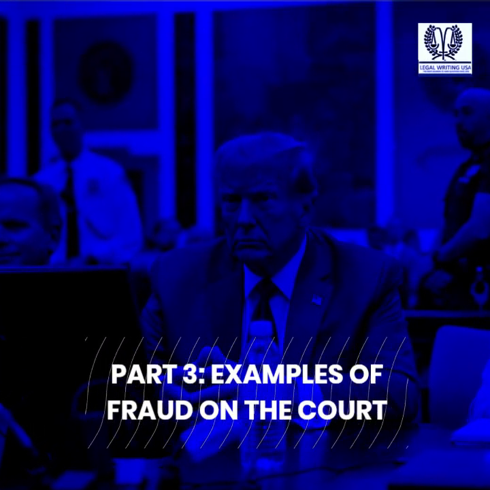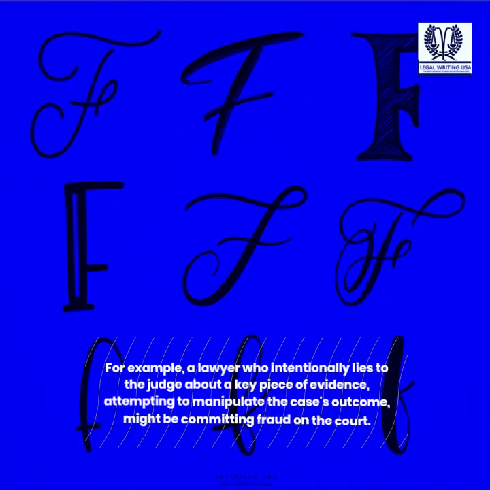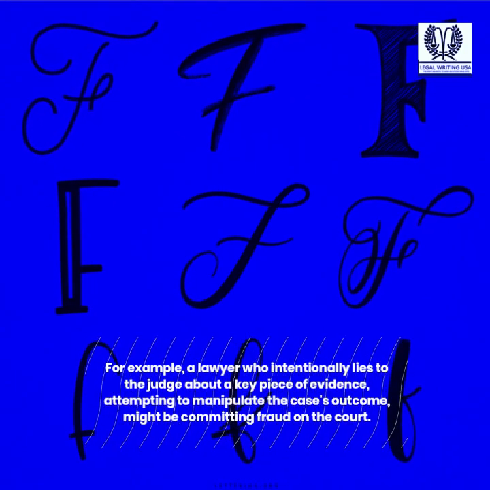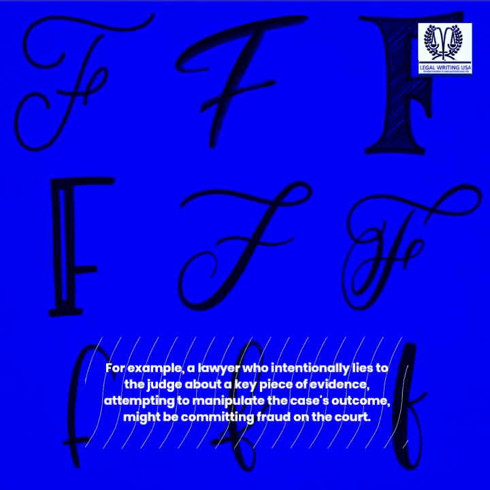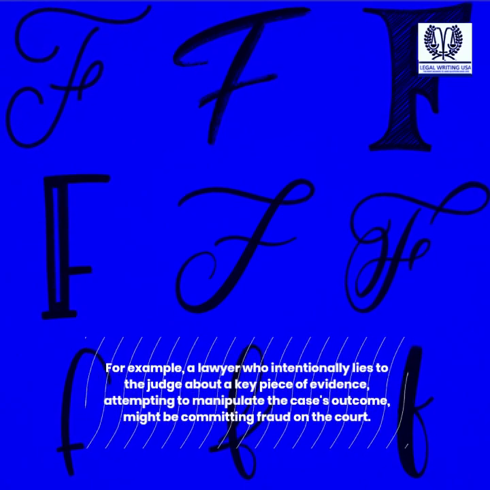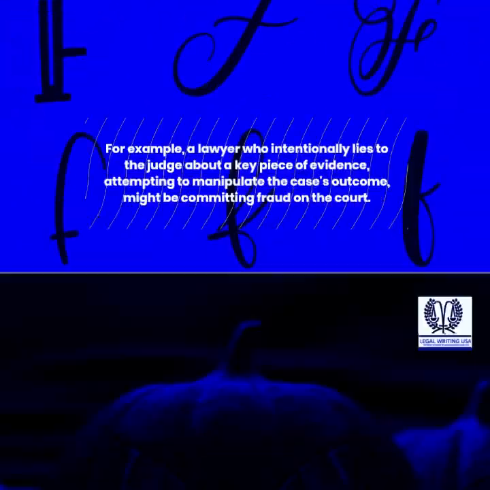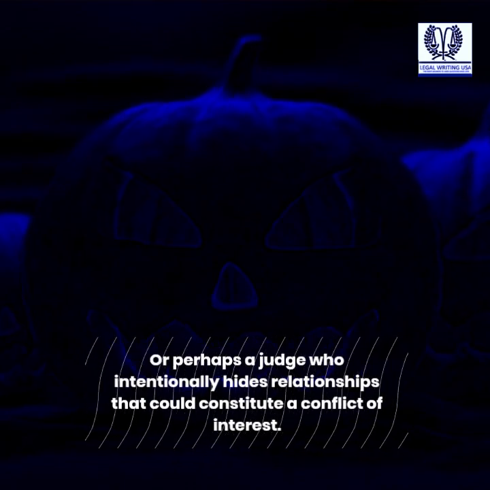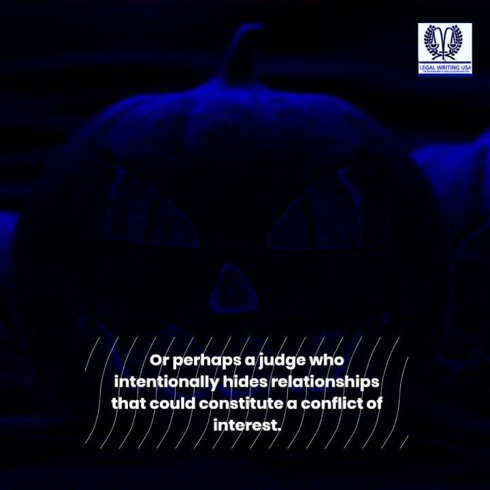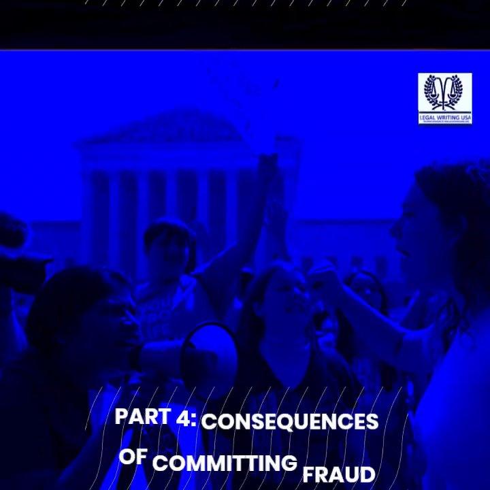Part 3, examples of fraud on the court. For example, a lawyer who intentionally lies to the judge about a key piece of evidence, attempting to manipulate the case's outcome, might be committing fraud on the court. Or perhaps a judge who intentionally hides relationships that could constitute a conflict of interest.